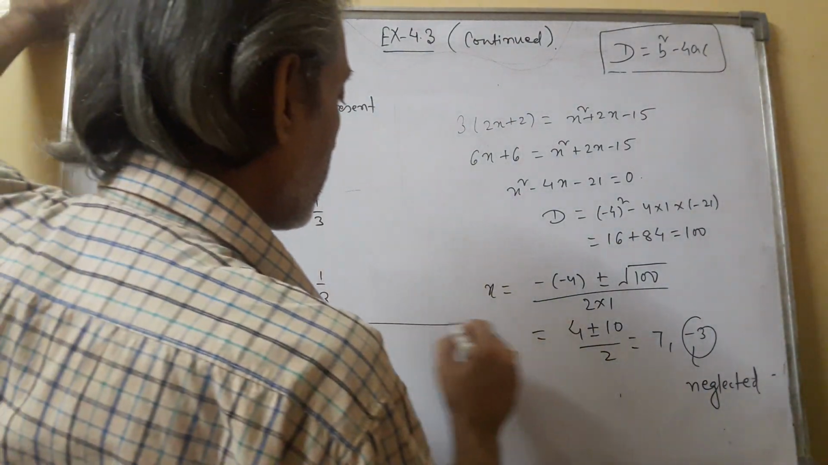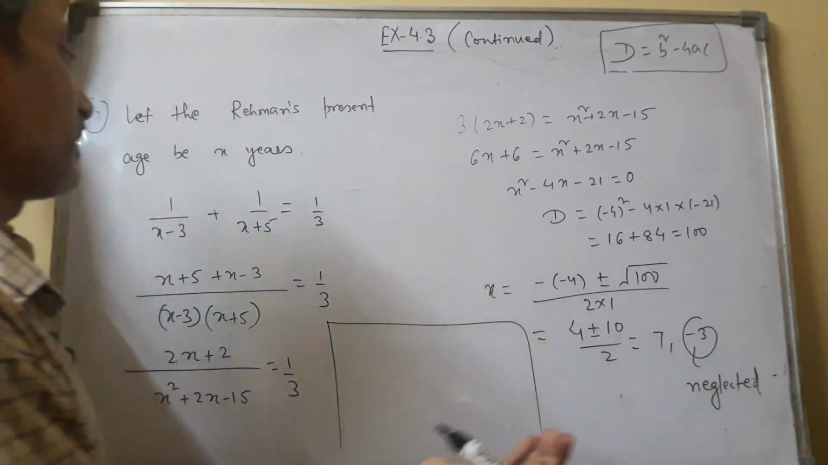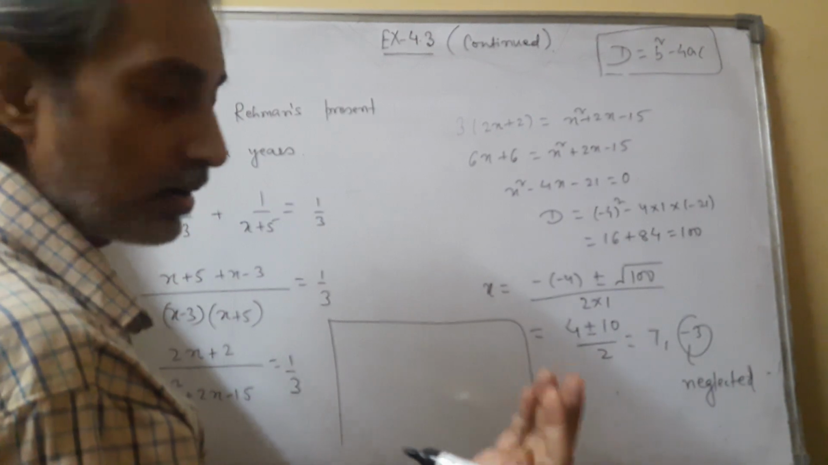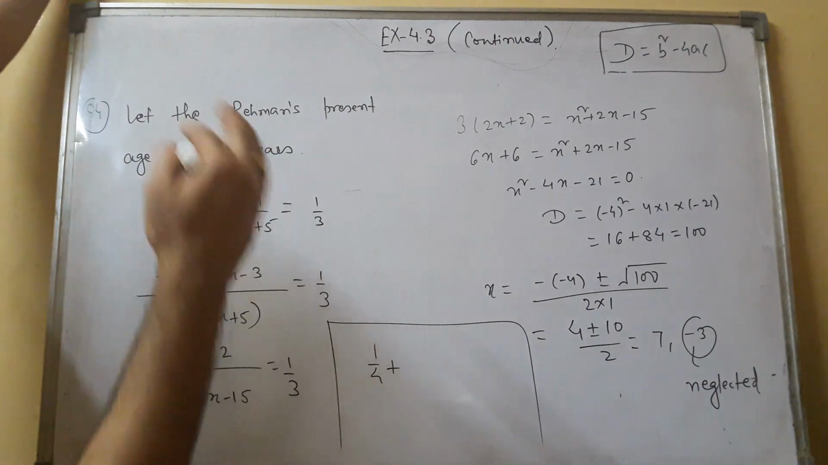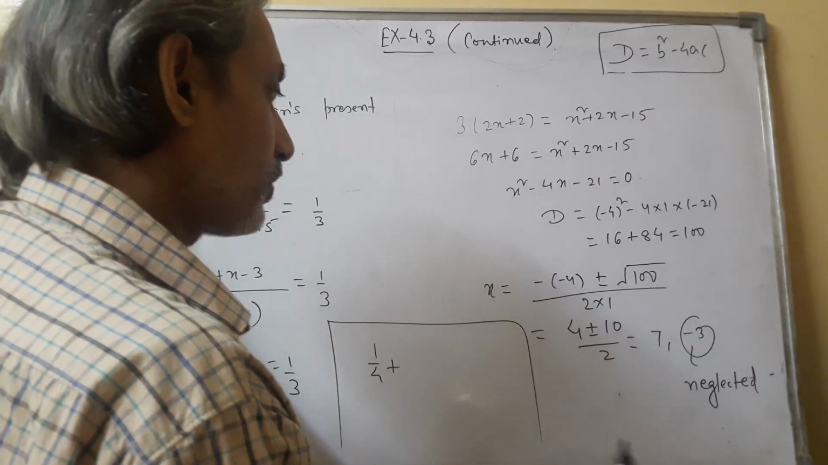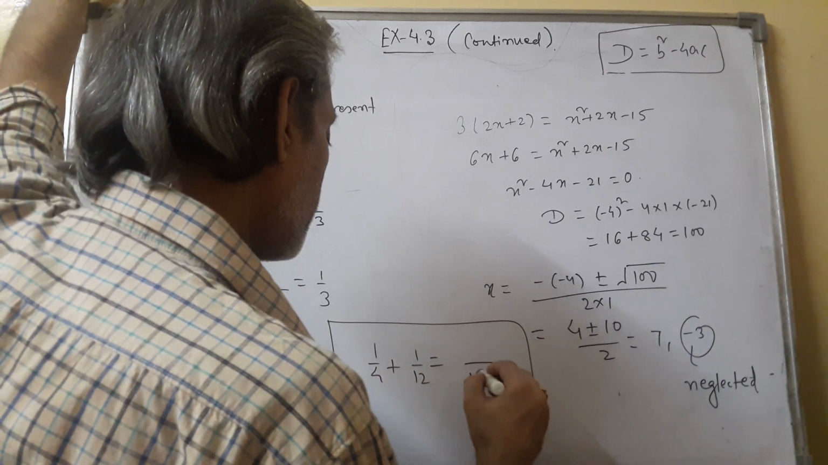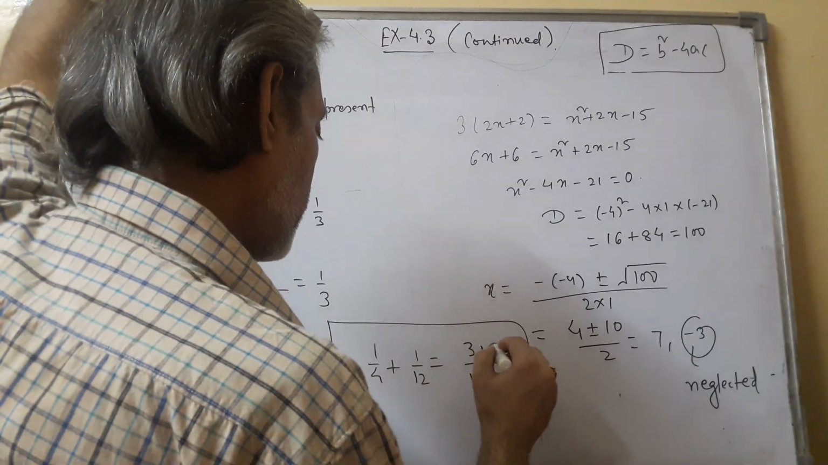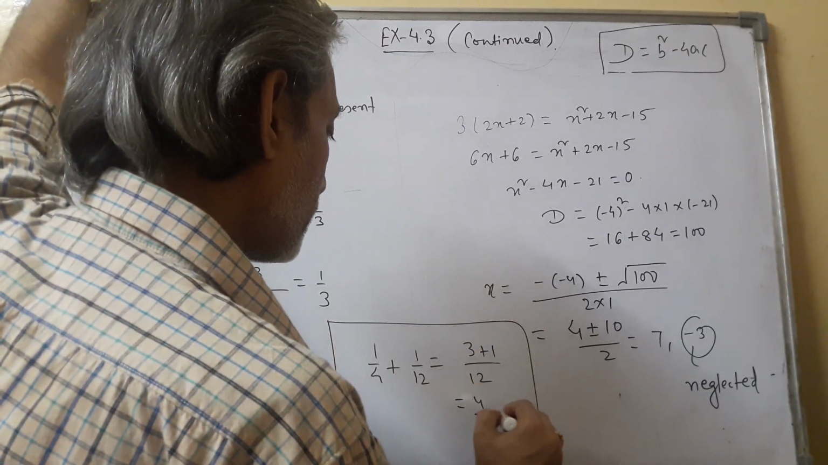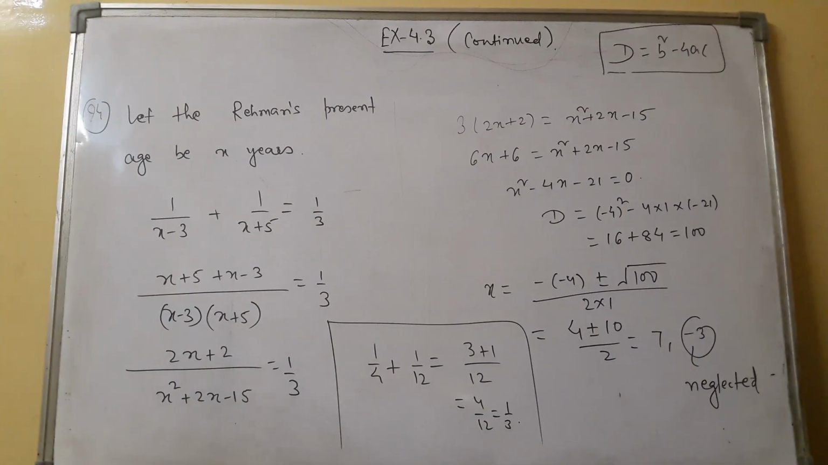And you can check this in rough. 7 years is the present age, so what will it be 3 years ago? 4. What will the reciprocal be? 1/4 plus, and 7 is the present. What will it be after 5 years? 12. What will the reciprocal be? 1/12. Add this. Are we getting equal to 1/3? Just check it. So we are getting 4/12, which equals 1/3, which is true. LHS equals RHS, so our answer is correct. So in this way you can check the answer also.